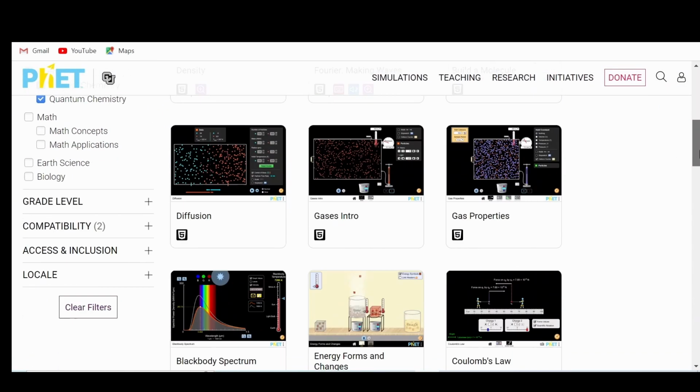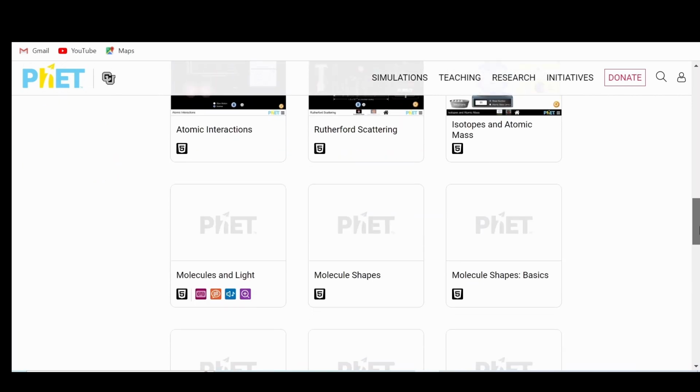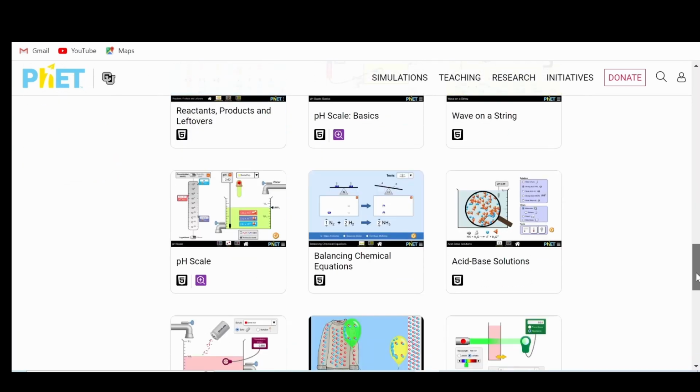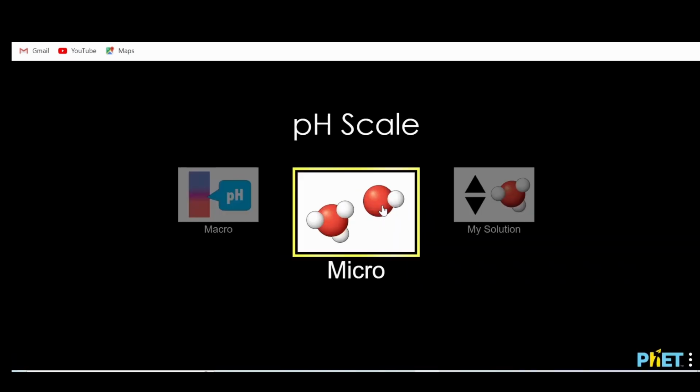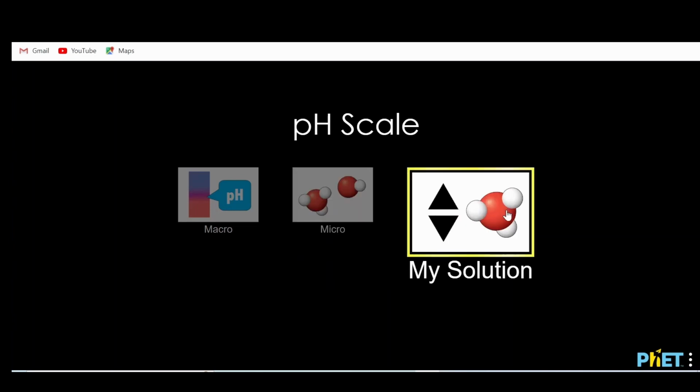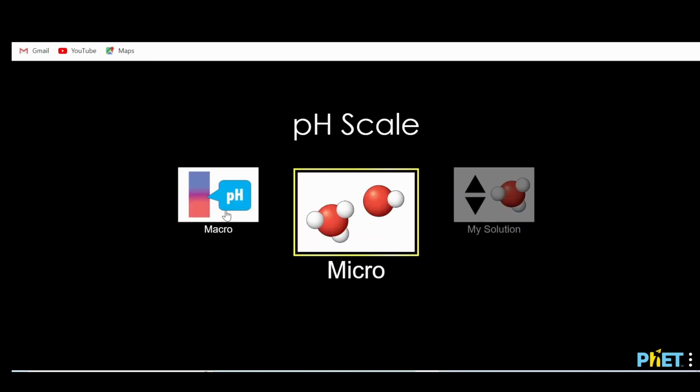Next, we'll look at common examples of acids and bases and the pH scale. For this, we'll go back to our PhET chemistry simulations, click on this pH scale simulation, then play. With this pH scale, you have three options: the macro, micro, and my solution simulations. We will start with this micro simulation.